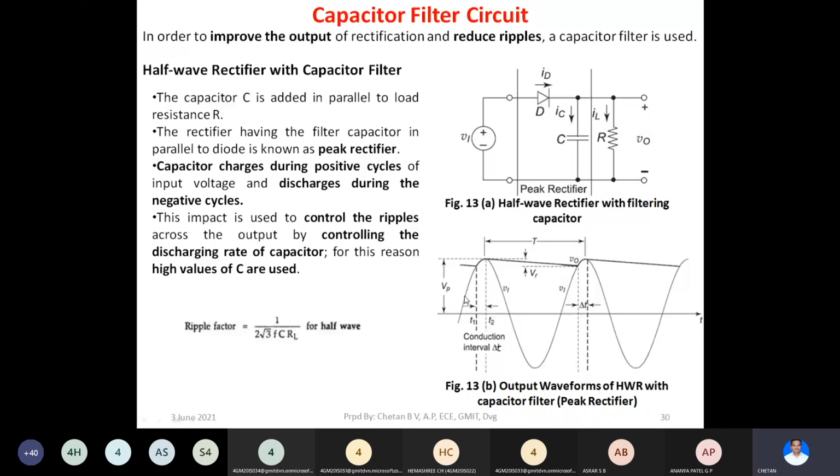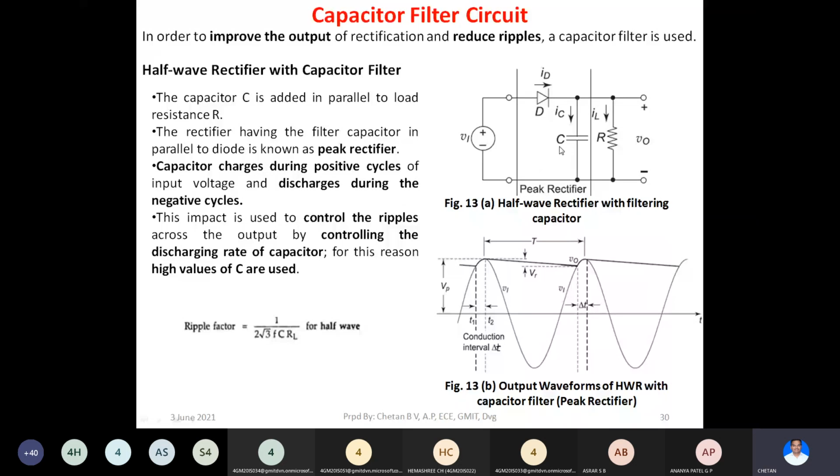One more important thing while designing or choosing a capacitor is that a capacitor with the maximum capacitance value is chosen, so that it would control the amount of ripple, because a capacitor with a larger capacitance value will take a larger time to discharge.